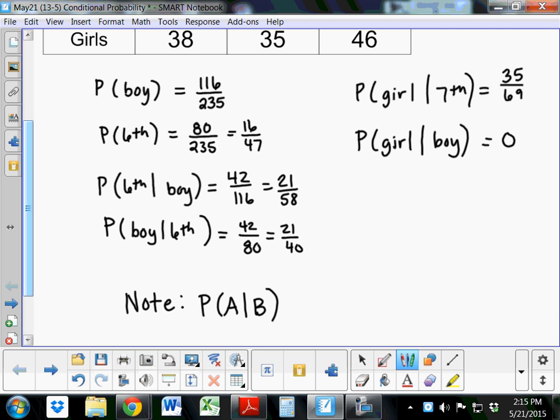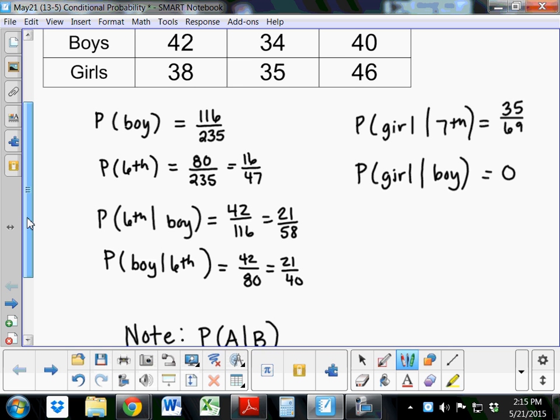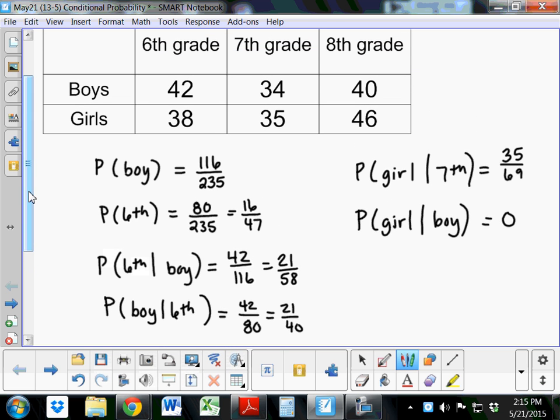If A is the first qualification and B is the second qualification, you looked for the number of people who fell in both categories. So for example, this boy 6th grade thing, when you gave me the number 42 on the top, that was the boys in 6th grade, the people who met both of those categories. Over here, a girl, given that they're in 7th grade, you looked at the number who were in both.